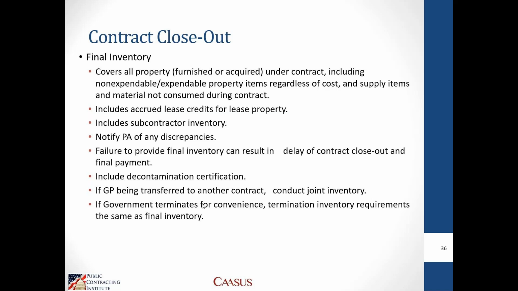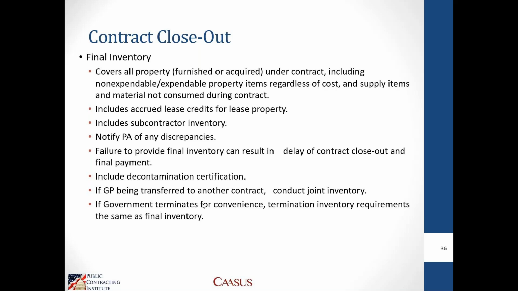So if items are consumed during the contract, you'd have to identify them as consumed. If they're physically located somewhere, you'll have to put the disposition status of the property. The final contract closeout also includes any credits. It'll include all the property in your subcontractor's possession. You have to notify the property administrator assigned to your contract, and if there is no property administrator, the contracting officer, of any discrepancies in your inventory.